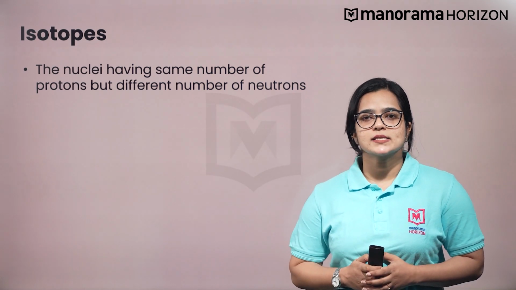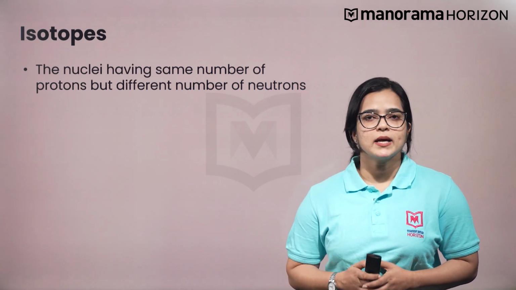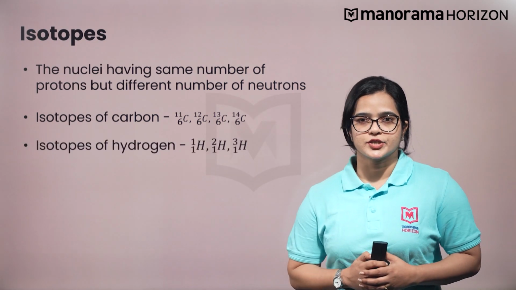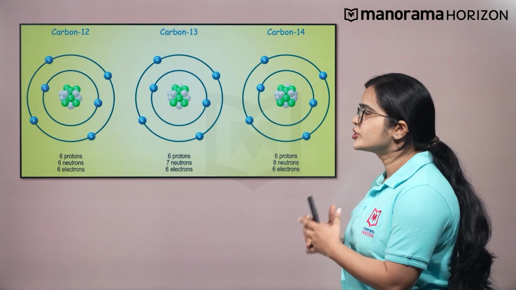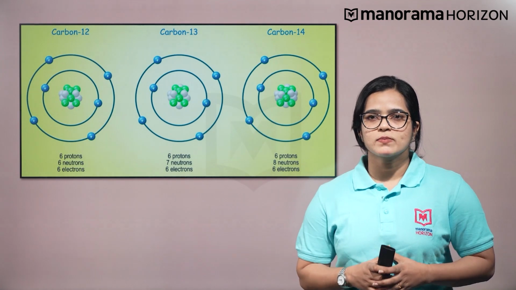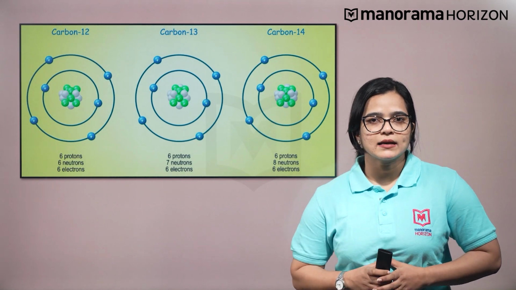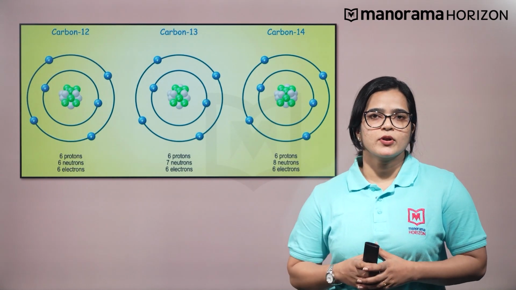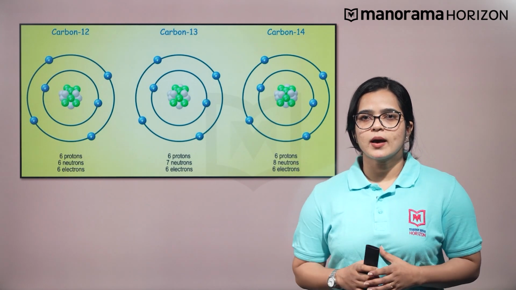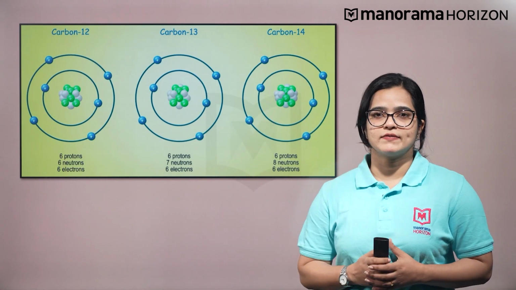Practically, most of the elements consist of a mixture of several isotopes and their relative abundance differs from element to element. Examples are the isotopes of carbon and the isotopes of hydrogen. The isotopes of carbon are shown here. Carbon-12, carbon-13 and carbon-14 are its three isotopes with mass numbers 12, 13 and 14 respectively. We can see that in all three cases, the atomic number of carbon is 6 and therefore every carbon atom has 6 protons. The neutron numbers of these isotopes are different and vary as 6, 7 and 8 respectively.